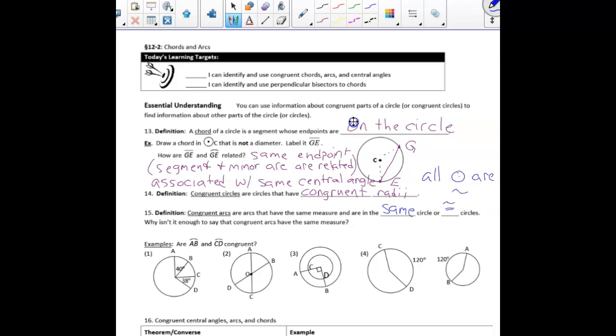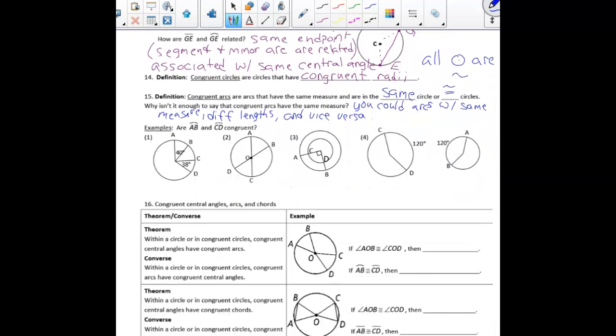Why isn't it enough to say that congruent arcs have the same measure? Well, you could have arcs with the same measure but different lengths. And vice versa. Okay? So let's look at some examples.